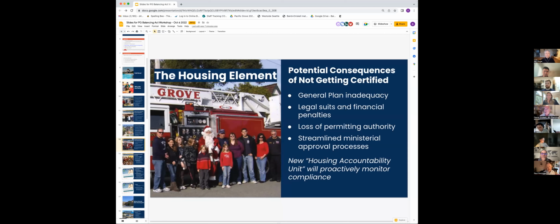So also a number of things that have changed is consequences for not having a certified element. There's actually now an accountability unit at the state that is not only going to be looking at what we do in terms of creating our housing element, but then how we are implementing it over time. Are we doing the things that we said we were going to do?